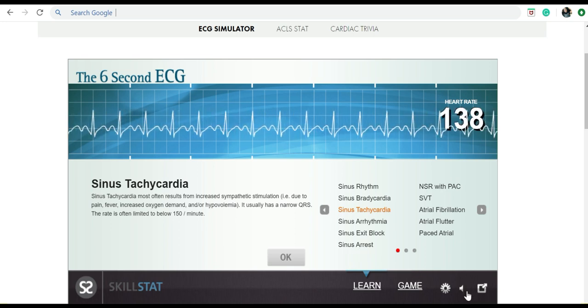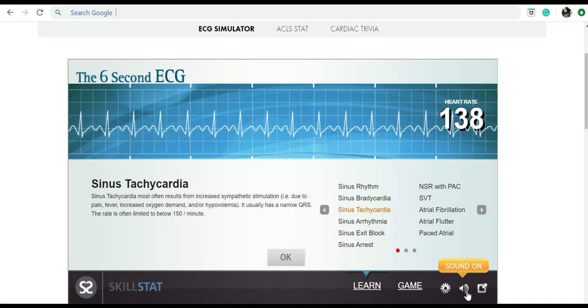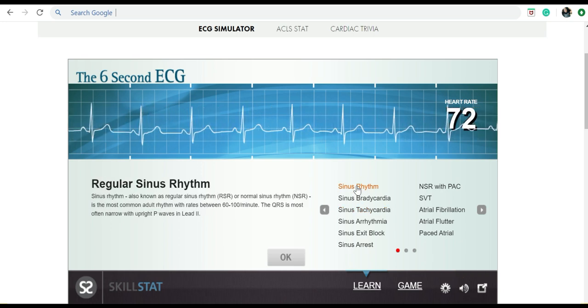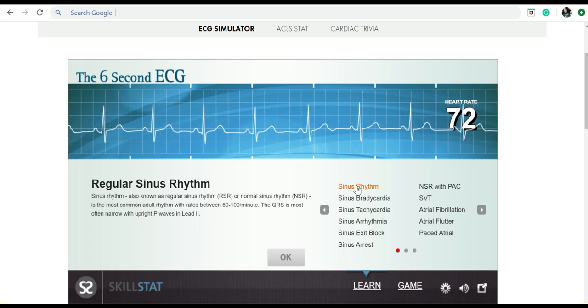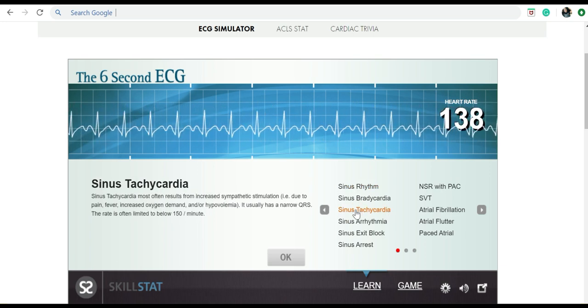Okay? And let's listen. Okay, so that's sinus tac, and this is sinus rhythm. Okay, so you can hear the difference.